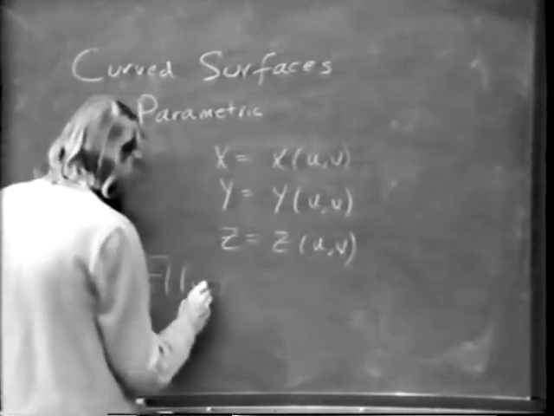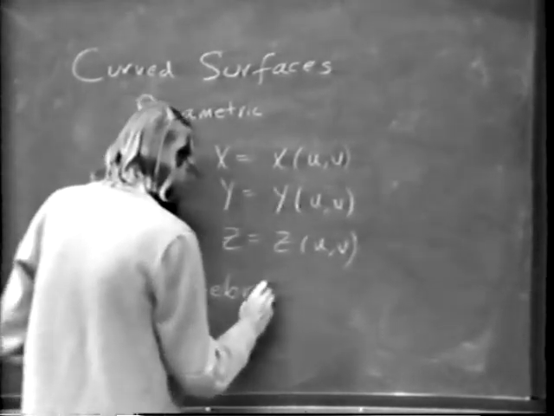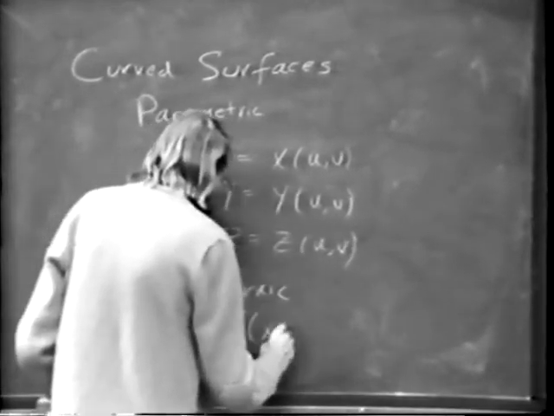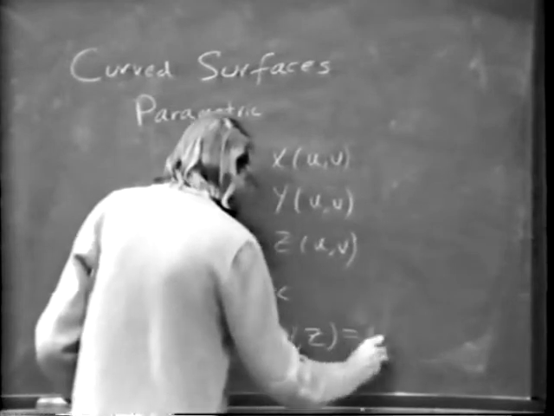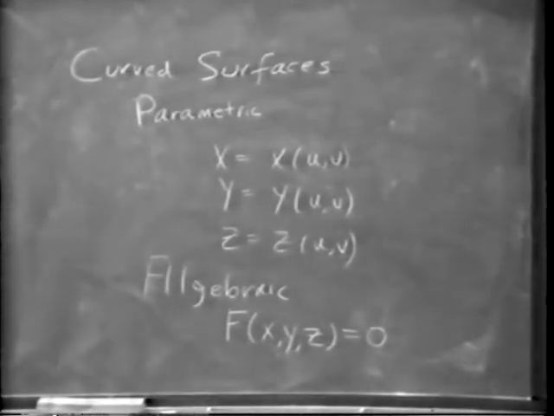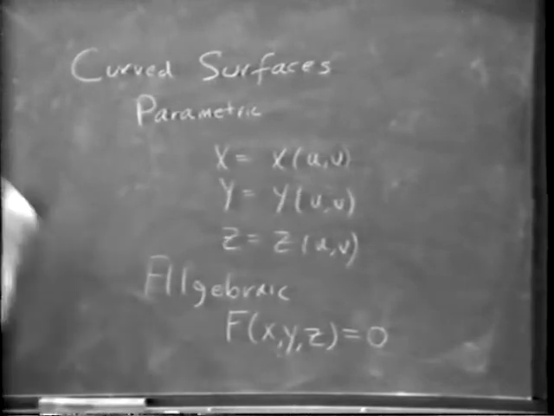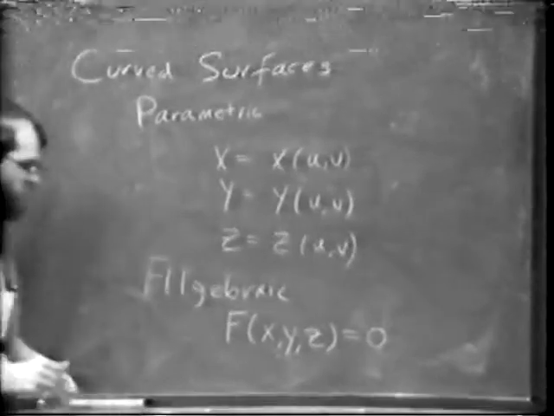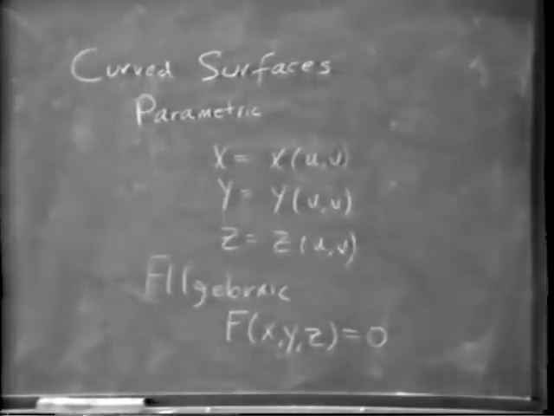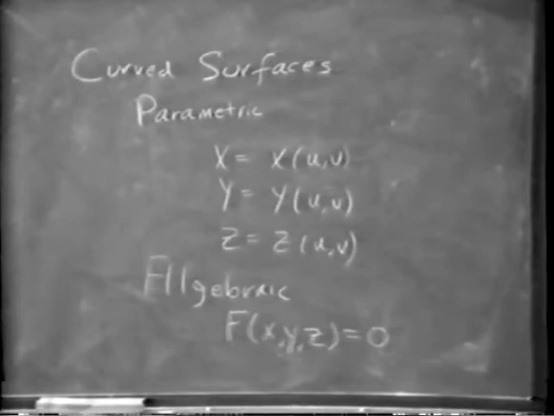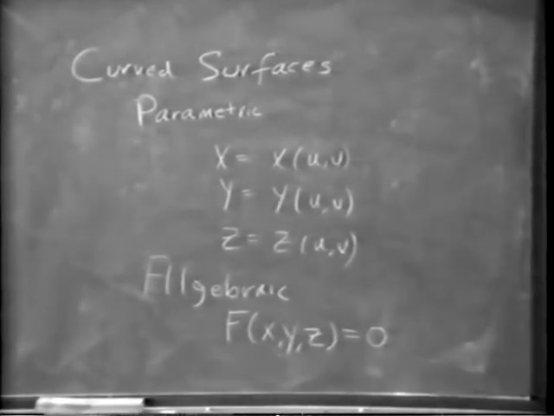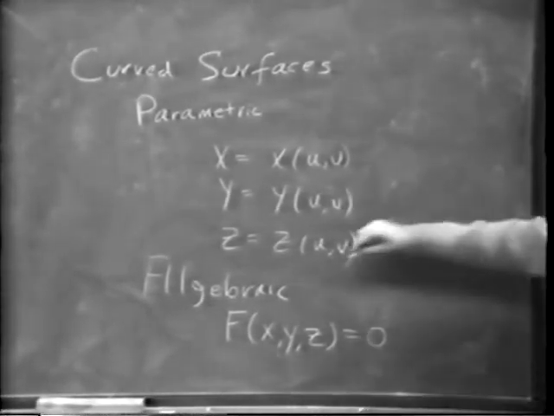The other way is algebraic. And that's basically a surface defined by some function of x, y, and z, where all points where that function value equals 0 are points that are on the surface. Algebraic surfaces are somewhat simpler to define for some of these special cases than parametric surfaces. And they're not maybe quite as plastic as the parametric surfaces, but they are sometimes a lot easier to deal with.